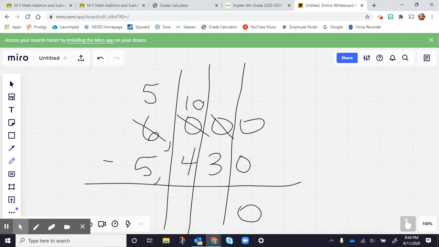Now I have 10. So do you agree that 1,000 is the same as 10 hundreds? If not, count 100 until you get to all 10 fingers. And you'll see that that's the same as 1,000. So I haven't changed my value. I'm just reworking it to where it's in the right spot so I can use it. Okay.